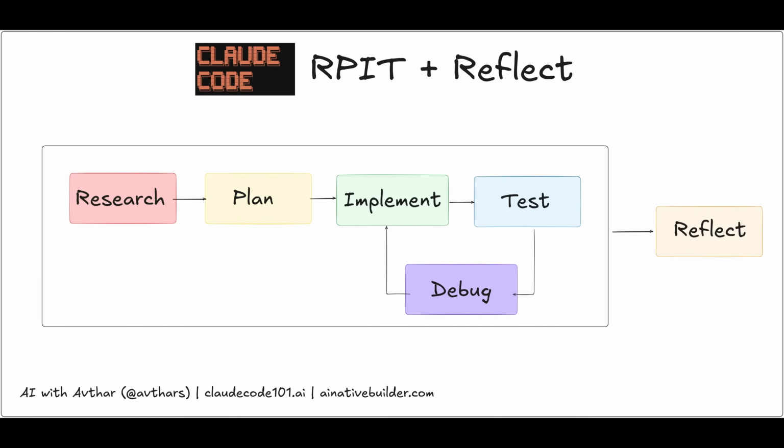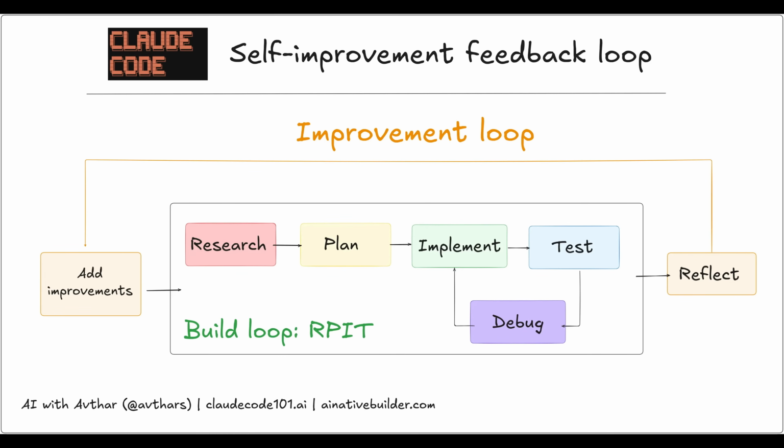Next up is a practice that took my usage of Claude Code to a new level, and that's tip 45, set up feedback loops to help Claude self-improve over time. After every feature build or RPIT build loop, add a reflection step where you and Claude reflect on what went well, what was challenging, and what could be improved. This creates 2 loops, an inner build loop, which is RPIT for a single feature, and an outer improvement loop, which captures learnings and feeds them back in to the next build.